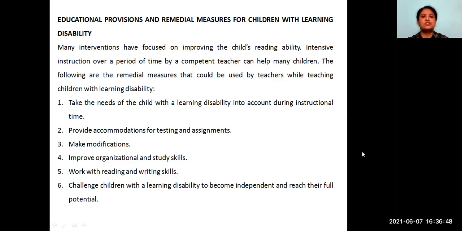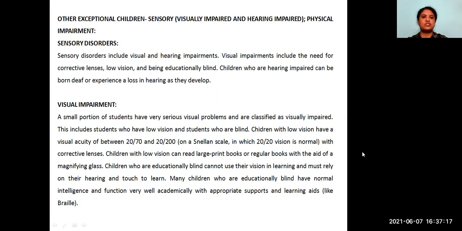Many interventions have focused on improving a child's reading ability. Intensive instruction over a period of time by a competent teacher can help many. We can take the needs of the child with learning disability into account during instructional time, provide accommodations for testing and assignments, make modifications, improve organizational and study skills, work with reading and writing skills, and challenge children with a learning disability to become independent and reach their full potential.